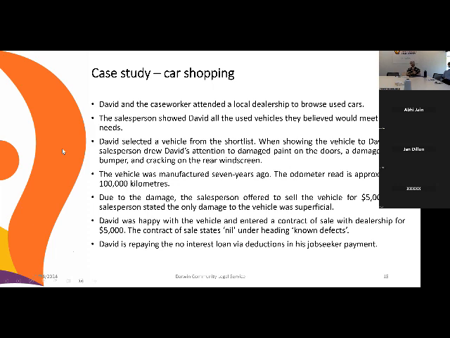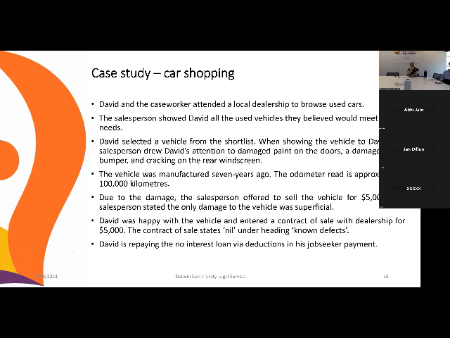So we just go back to the case study. So David and the caseworker at his transitional accommodation, they attend a local dealership to browse used cars. The salesperson shows David all the used vehicles they believe would meet David's needs. David selected a vehicle from the short list of vehicles that the salesperson showed them. When showing the vehicle to David, the salesperson draws David's attention to damaged paint on the doors, a damaged front bumper, and cracking on the rear windscreen.